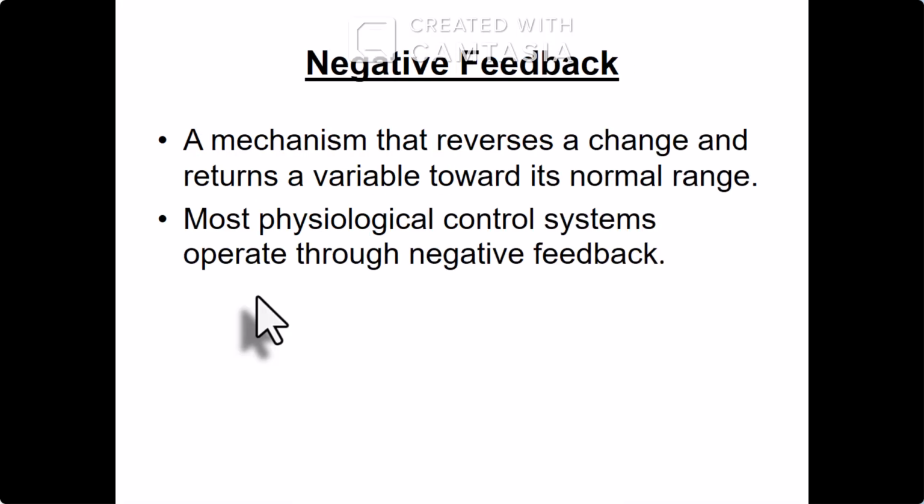First, we will discuss negative feedback mechanism. Negative feedback mechanism reverses a change and brings a variable back towards its normal range. Whenever a change occurs, the body responds in a way that opposes that change. This helps maintain stability and prevents extreme fluctuations in the body. Most physiological control systems in the body operate through negative feedback.